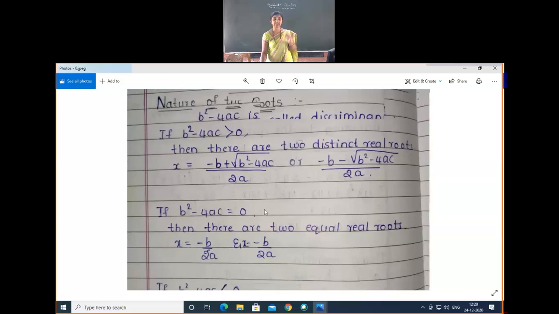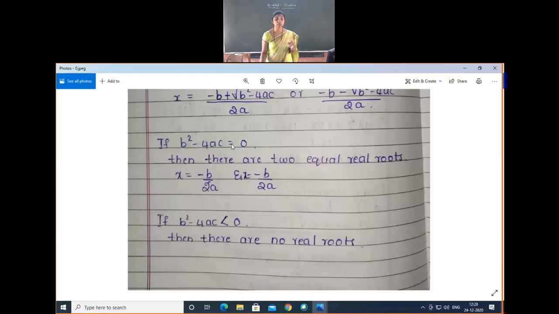Now the second case, b square minus 4ac is equal to 0. Then there are two equal and real roots. In the sense inside the root sign you will get 0. For example, 33 minus 33, then we'll get 0. Inside the root sign 0 is there, so the roots are real, but you will get repeated roots. Two roots are equal. The nature of the roots are real and equal, that is x is equal to minus b by 2a, minus b by 2a are the two roots.